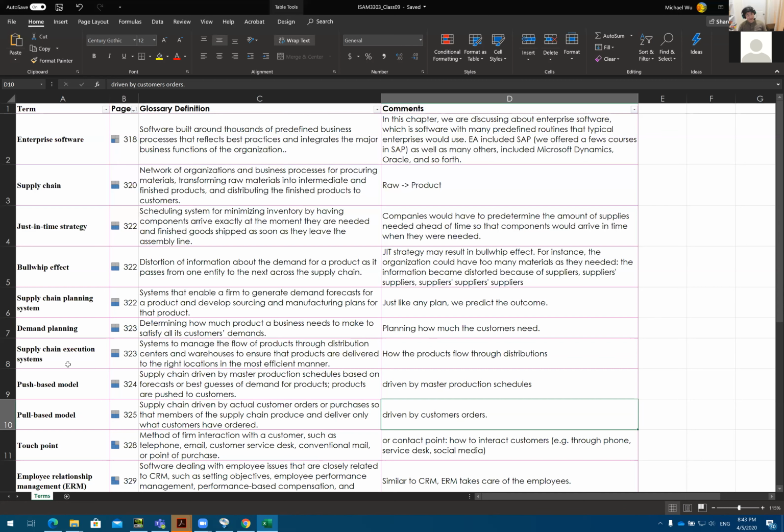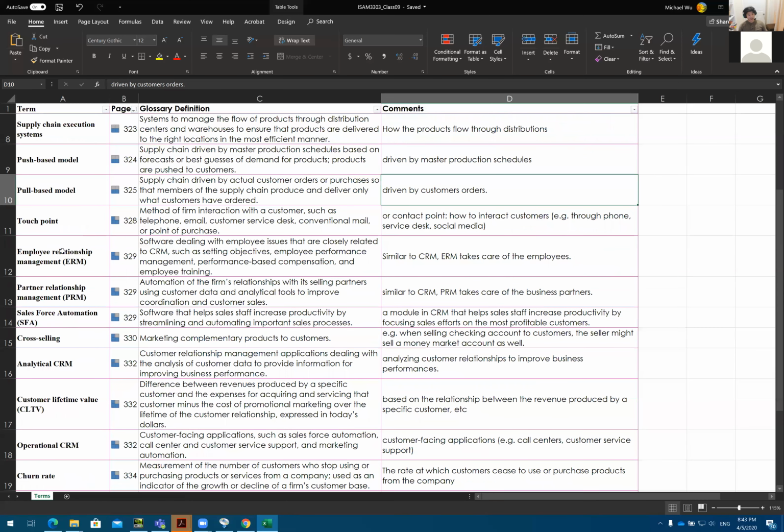Supply chain execution systems is how the product flows through all the distributions. So that's how the supply chain gets executed throughout, how the supplies are getting executed in the chain.